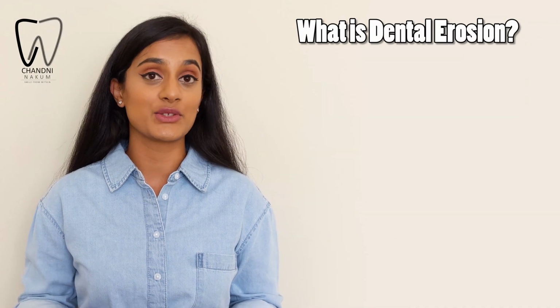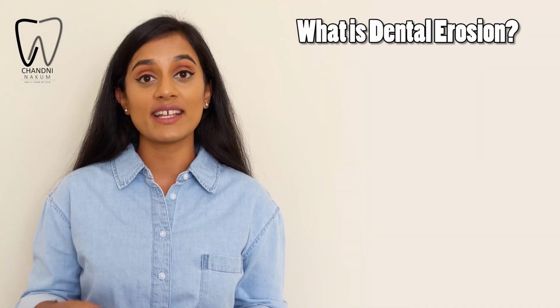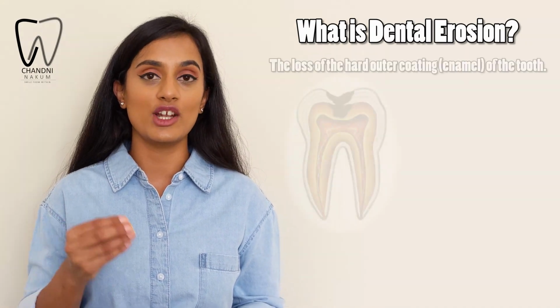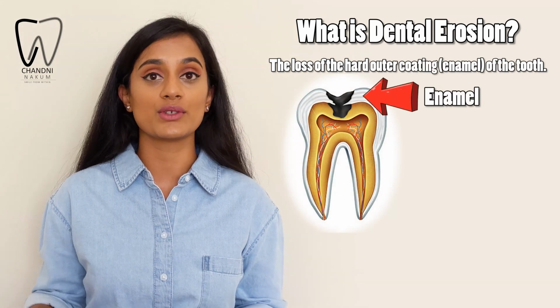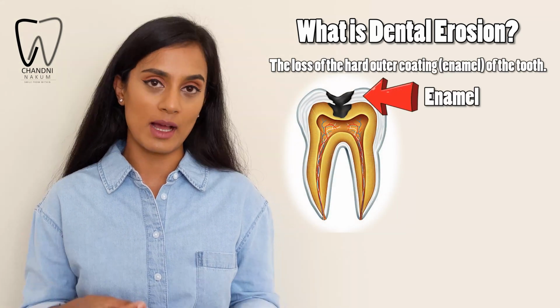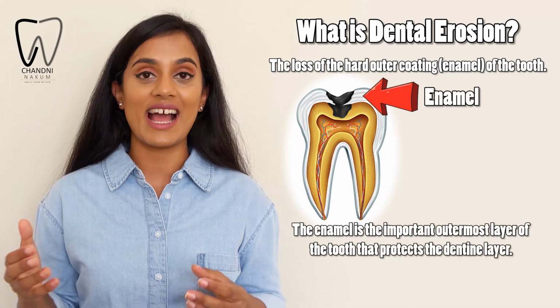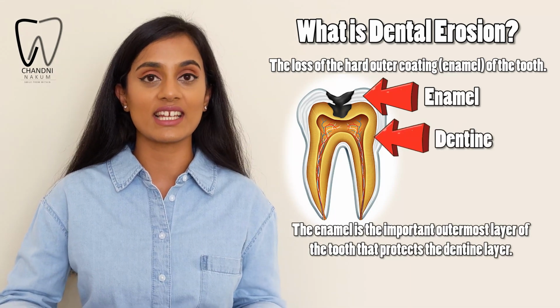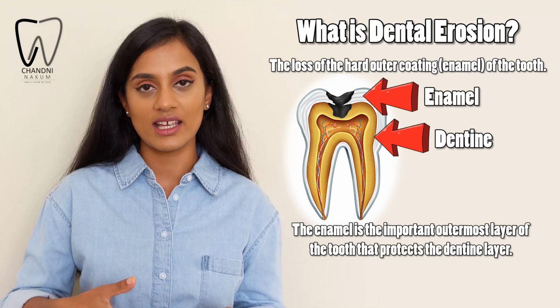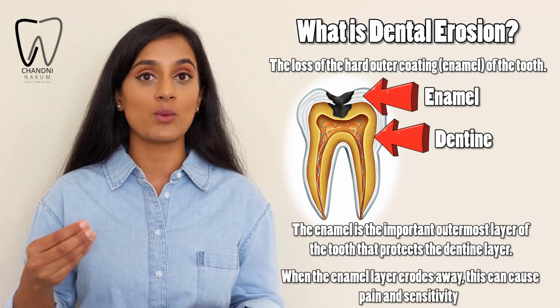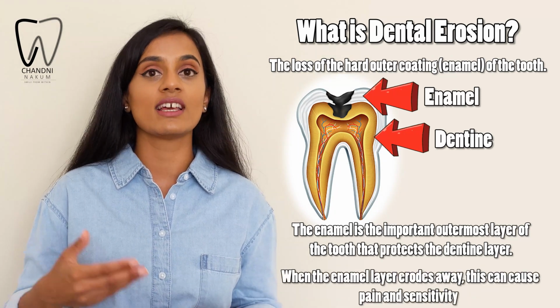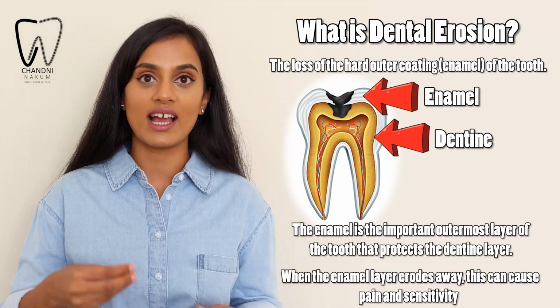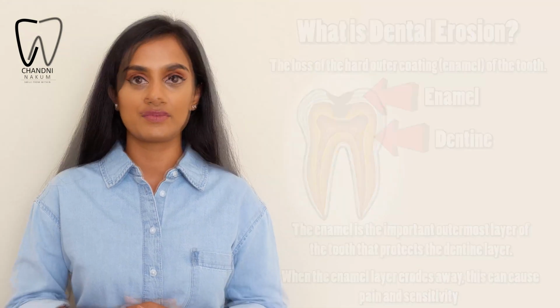What is dental erosion? So dental erosion is the loss of the hard outer coating of the tooth called the enamel. The enamel is the outermost layer of the tooth which protects the dentine that lies underneath it. And when the enamel wears away due to erosion, this can lead to pain and sensitivity.